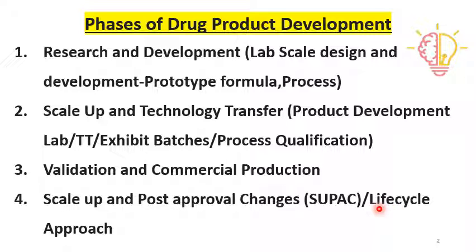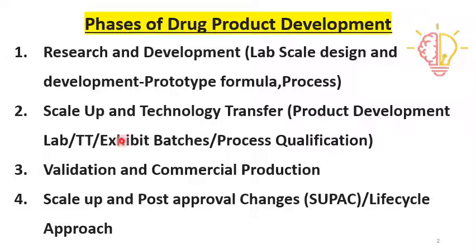Then comes the life cycle approach. These are the four important stages. Out of that, research and development involves the lab scale design and development of the prototype formula and the prototype process. Then this prototype formula and process moves to the scale up and technology transfer stage, in which the batch size is increased as per the regulatory requirement for product filing. That is around 1 lakh, and always the batch size is taken above 1 lakh, like 1.5 lakhs at least, for scale up and technology transfer.